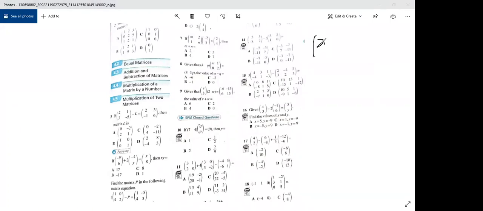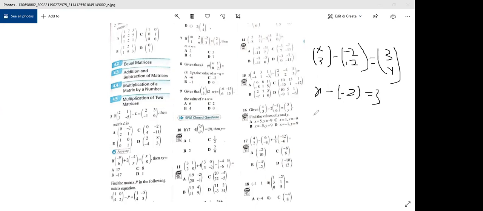So we can expand the middle ones first, because it's a times into it. The 2 must be times into it first. Expand the 2 into the matrix. So you can see you get the matrix equation like this. So x minus negative 2 equals 3. So x plus 2 equals 3, so x is equal to 1. So the answer is C.